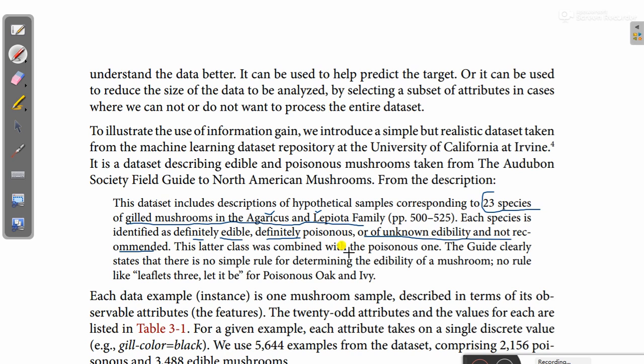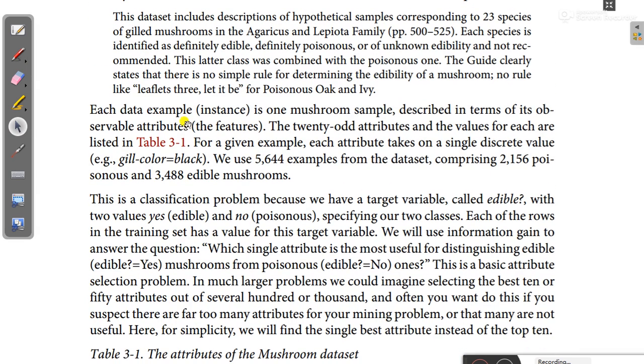This latter class was combined with the poisonous one. So here you can see the third category, that the mushroom species might be of unknown edibility or not recommended for eating, is combined with the poisonous one. The guide clearly states that there is no simple rule for determining the edibility of a mushroom, so there is no specific rule to find out which mushroom will be edible or not. Each data sample, one mushroom sample, is described in terms of its observed attributes, or features.